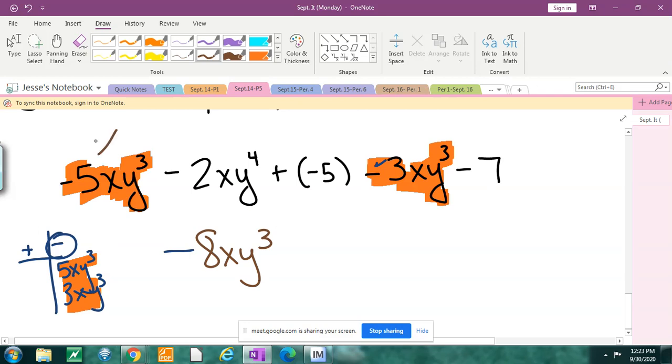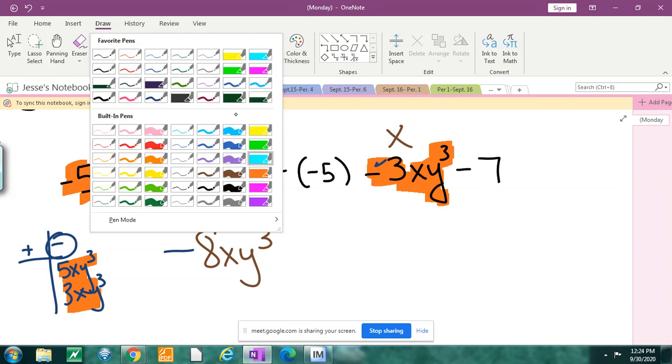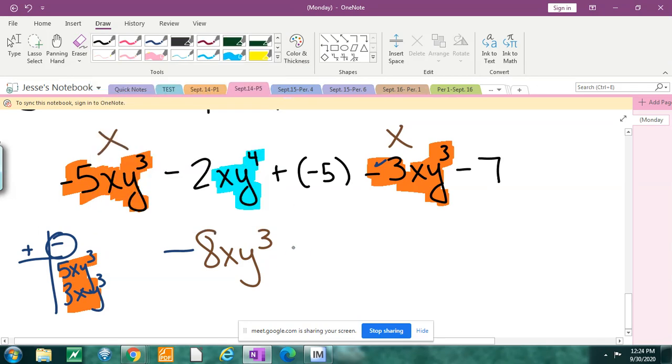All right, so now these are done. I'll just put an X on top of it just to say that it's done. Now let's go to the next one, negative 2xy to the fourth. Is there any other one? No, there isn't. So what are you going to do? Just drop it down. So then it's negative 2xy to the fourth. And I'm going to put an X on top, meaning I'm done with that.